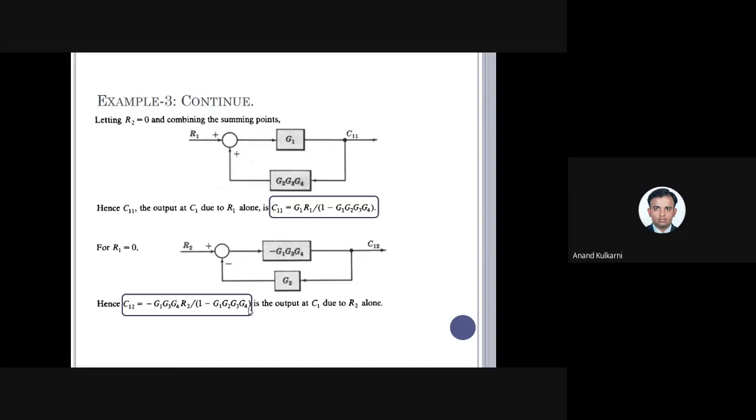No. Correct. It is correct. It is negative only because this negative is this and is added. No, it will be negative, 1 minus G1 G2 G3 G4, because this negative sign and this negative sign is positive, and because of this positive, this has become again negative. Because of that positive sign, this has become negative. So this is correct.